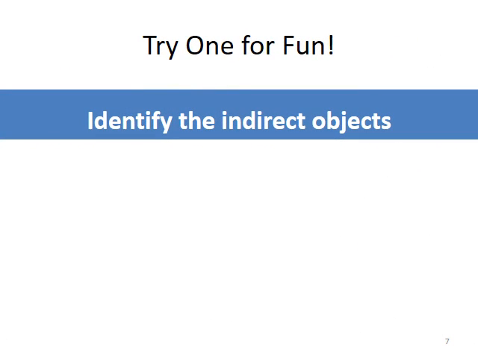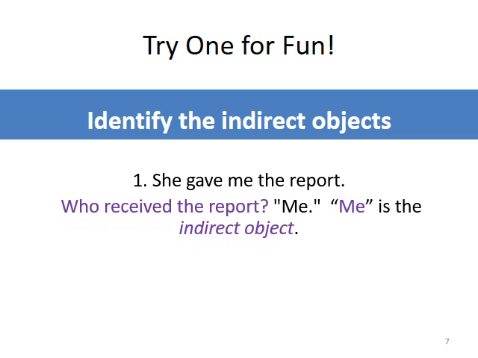Try one for fun. Identify the indirect objects. Number 1. She gave me the report. Who received the report? Me. Me is the indirect object.